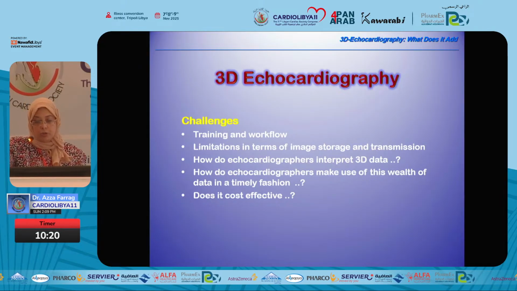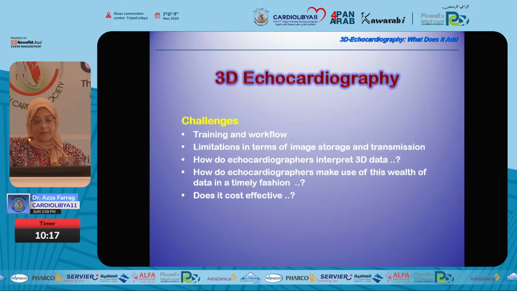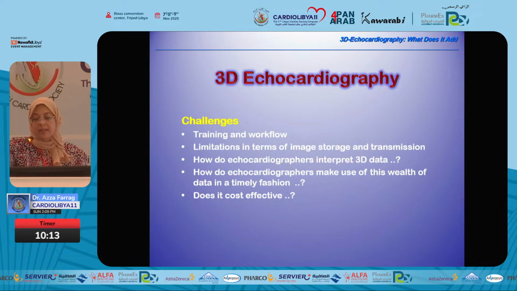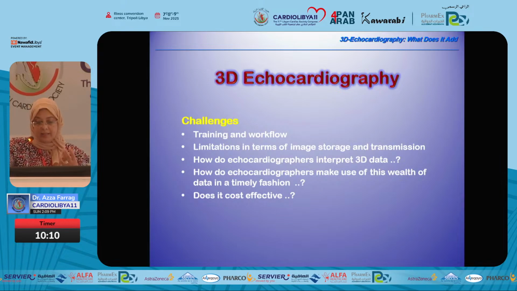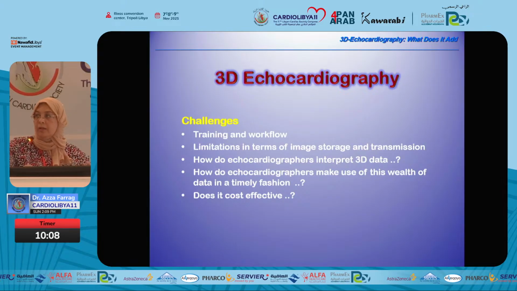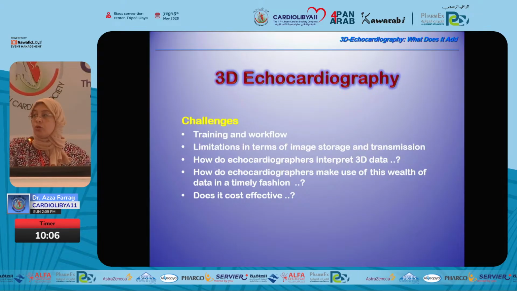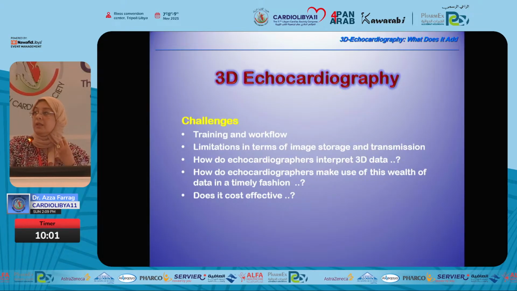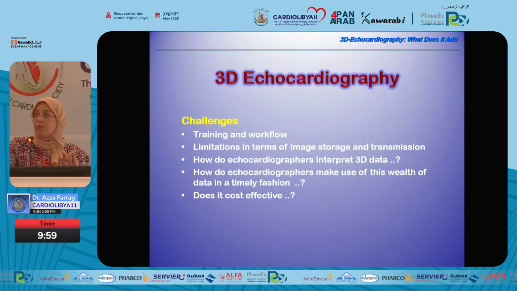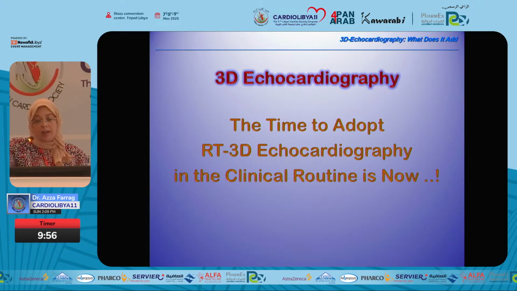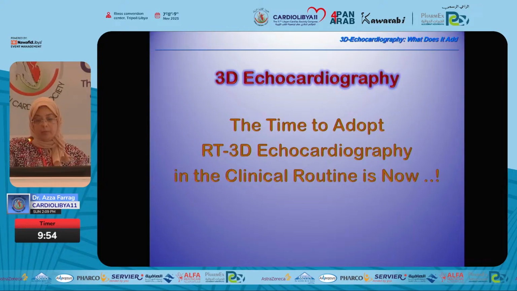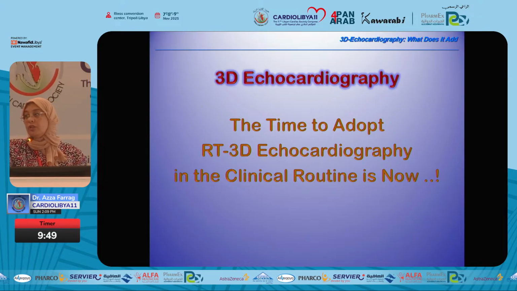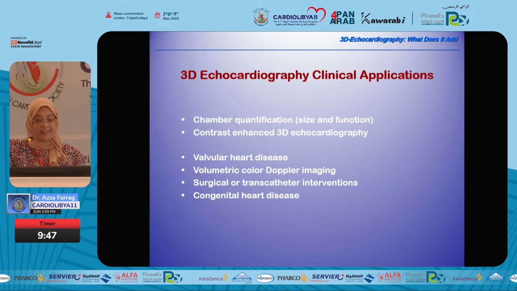How do echocardiographers interpret these three-dimensional data? How do echocardiographers make use of this wealthy data in a timely fashion? And is it cost effective if you have money to buy a machine? Do you pay this money for three-dimensional echo or not? I think that the time to adopt real-time three-dimensional echo in our lab in the clinical routine is now, if not yesterday or last year or the last 10 years.